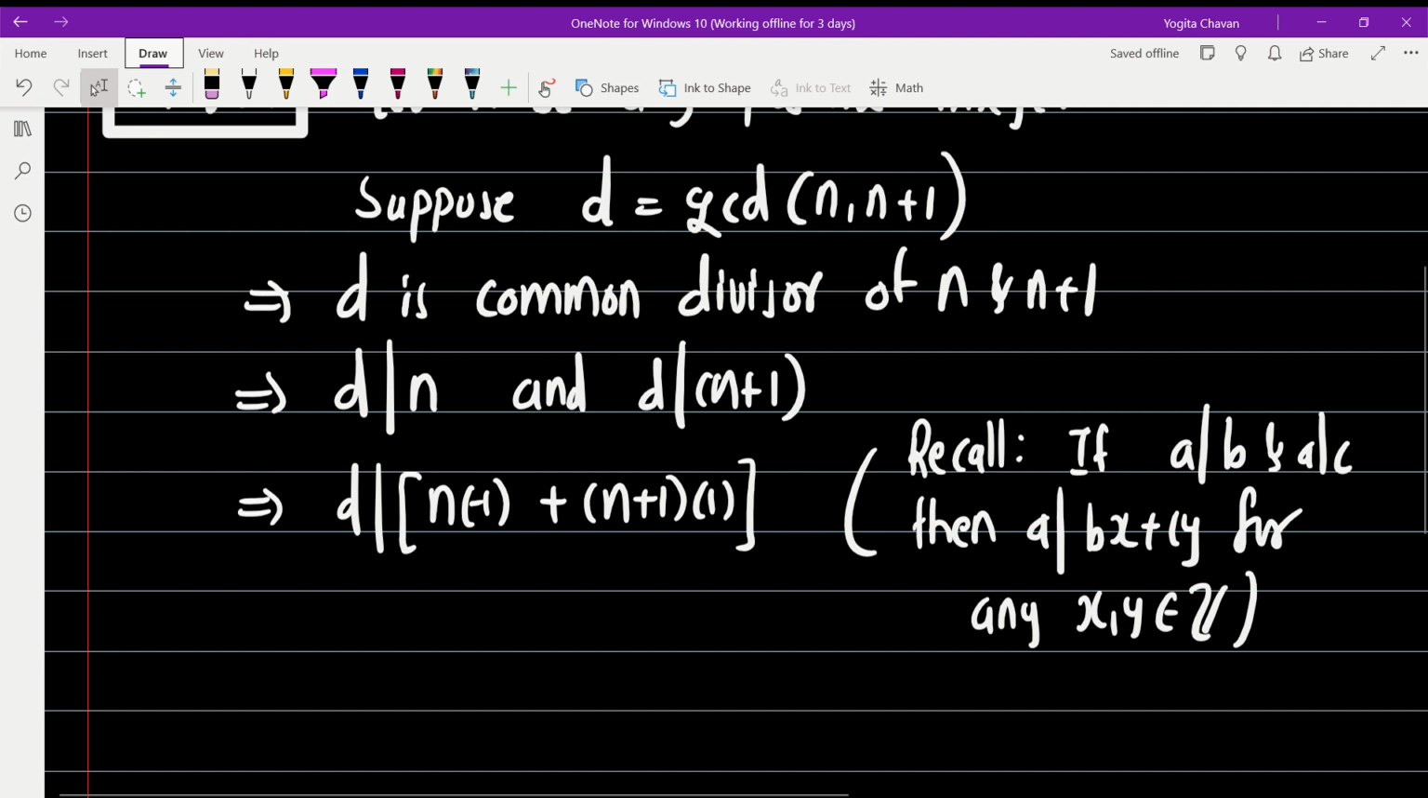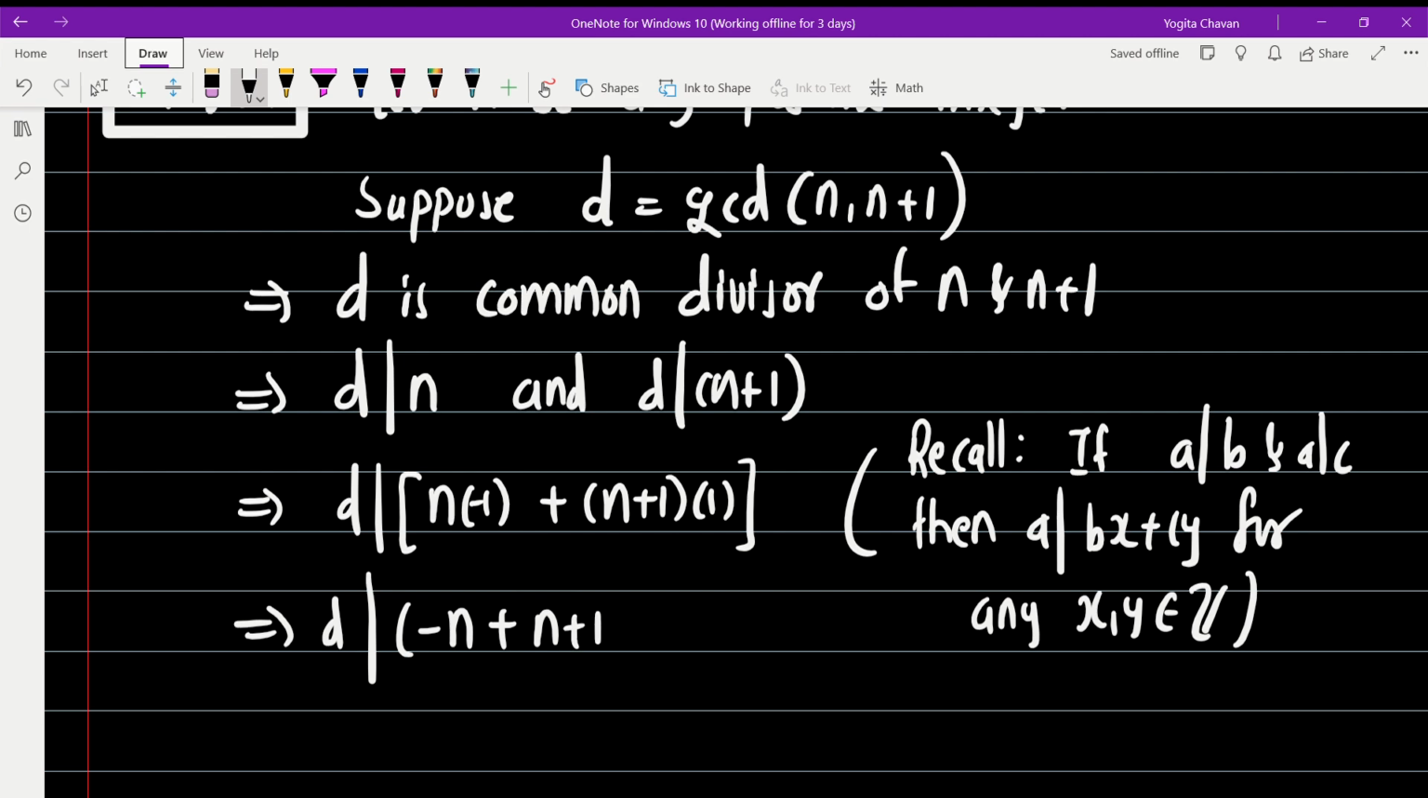So here D divides n plus 1. So D divides n into x. But what is x? Here x is minus 1 plus n plus 1 into y. What is y? Value of y is 1. So this implies D divides, now n into minus 1 means minus n plus 1. So this implies D divides 1.